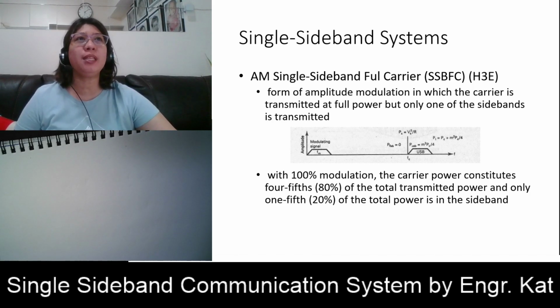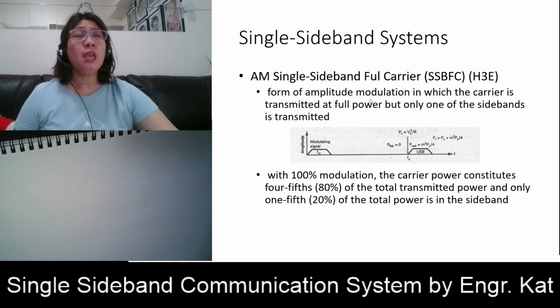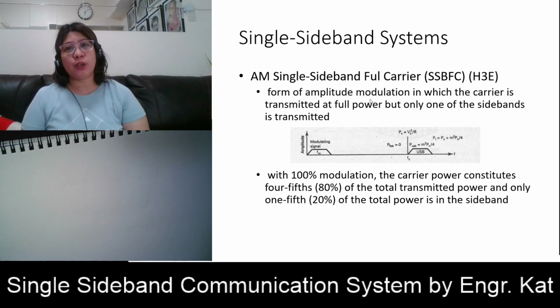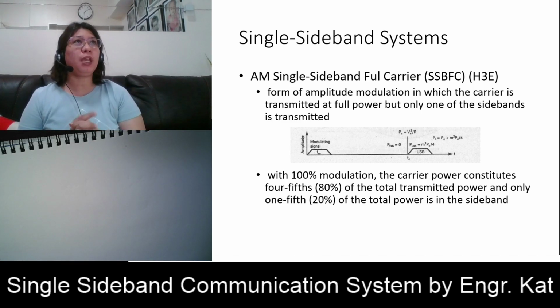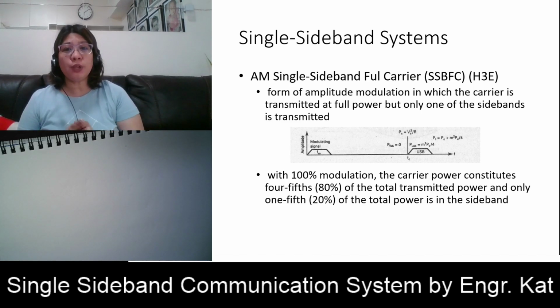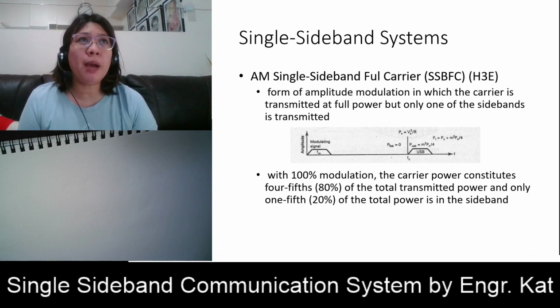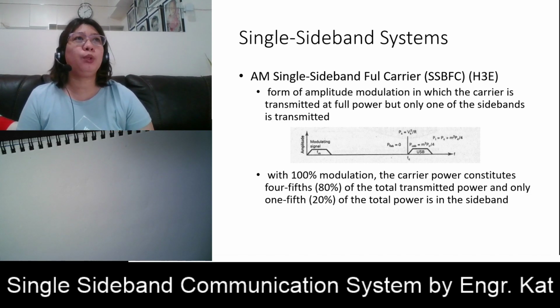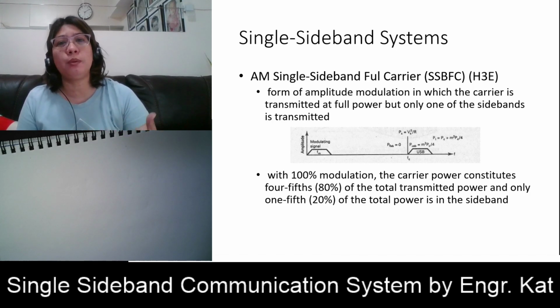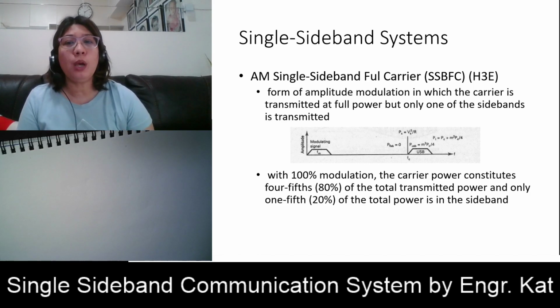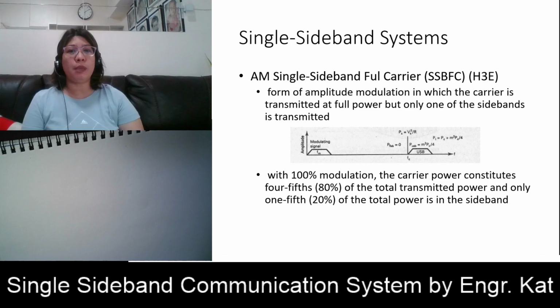There are different sideband communications. Some conserve bandwidth, others conserve power, while some conserve both power and bandwidth. The single sideband full carrier system requires only half as much bandwidth as the conventional AM. When we speak of the conventional AM, we are referring to the double sideband full carrier AM. This is a form of amplitude modulation in which the carrier is transmitted at full power, but only one of the sidebands is transmitted.